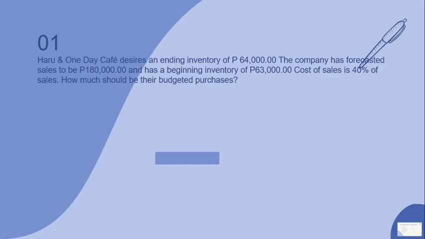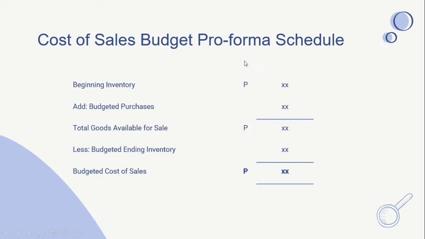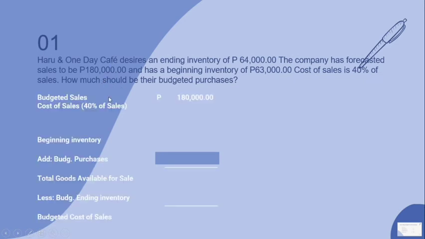If you can remember the formulas I gave earlier, let's determine which one has the budgeted purchases. In the cost of sales budget, is there a budgeted purchases? Yes, here it is. So, we will use this pro forma schedule. Beginning inventory plus our budgeted purchases, which is the amount that we should find, gives total goods available, then less budgeted ending inventory, then budgeted cost of sales.